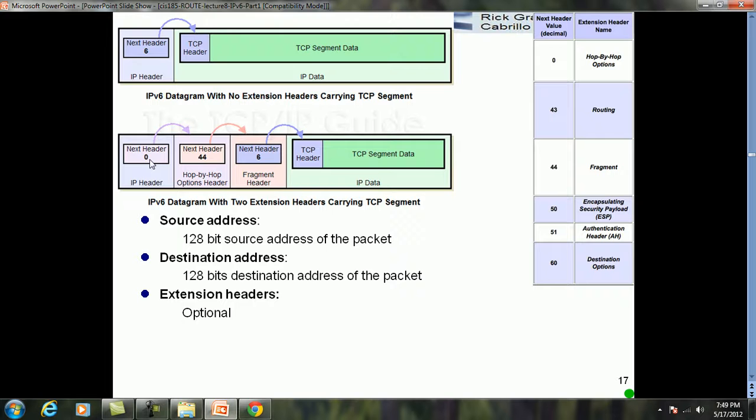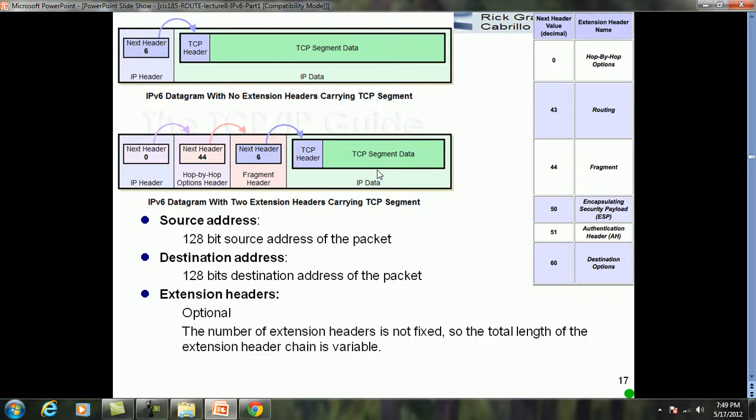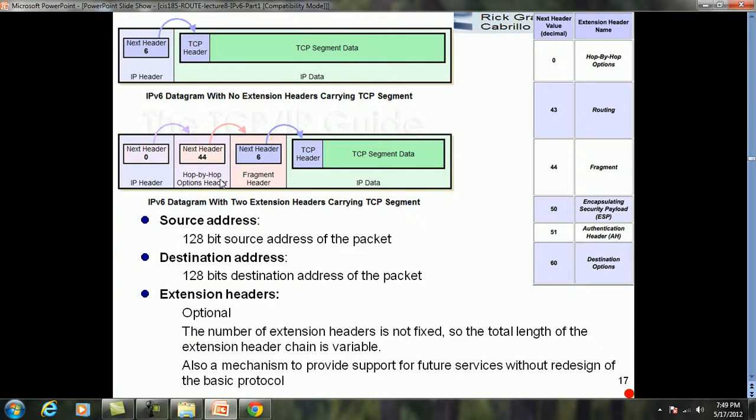So the IP header tells which is my next header. Then this one says this is my next header. And this one says this is my next header. Getting it? But these extension headers are optional. The number of extension headers is not fixed. So the total length of the extension header chain is variable. If I am not having this header, hop by hop options, then this will be less, correct? So also a mechanism to provide support for future services without redesign of the basic protocol.